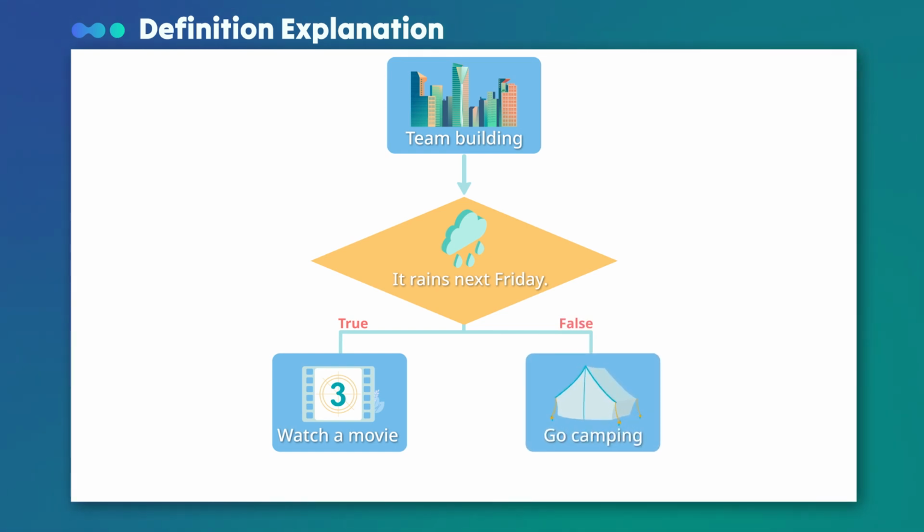In this example, the if condition is it rains next Friday. When it is true, the if then action will be executed, that is, watching the movie together. Otherwise, the if else action will be executed, that is, going camping.